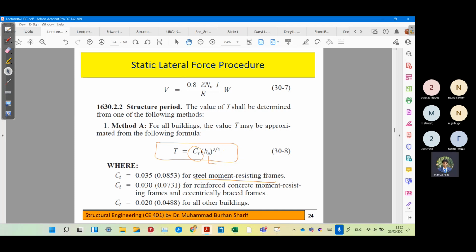If it is a steel moment resisting frame, it would be 0.035. For RC moment resisting frame, it is 0.03. And for all other types of building, if a building does not fall in the above two categories, we have to use CT as 0.02. So these values outside brackets are given in FPS. And these 0.0853, 0.031, and 0.048 are given in SI units. So depending on the units, we have to use these values. Okay, fine. So this way we can calculate time period.